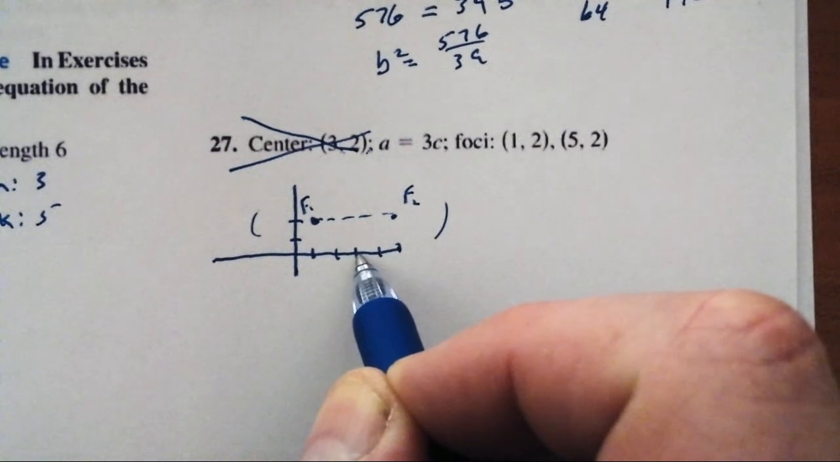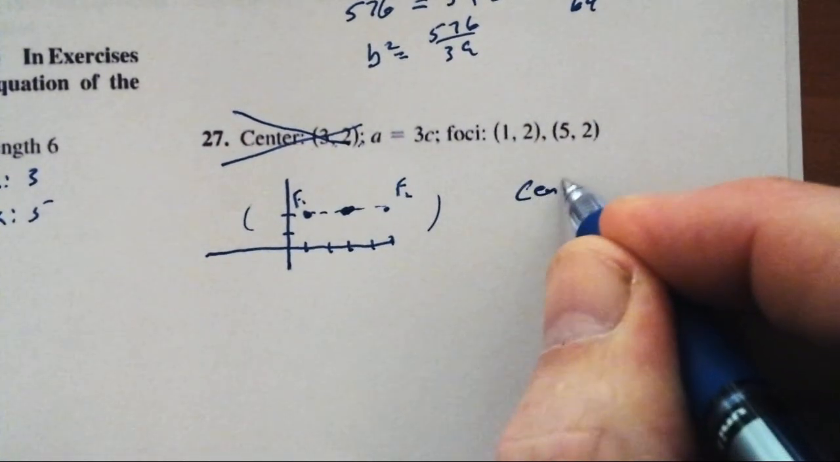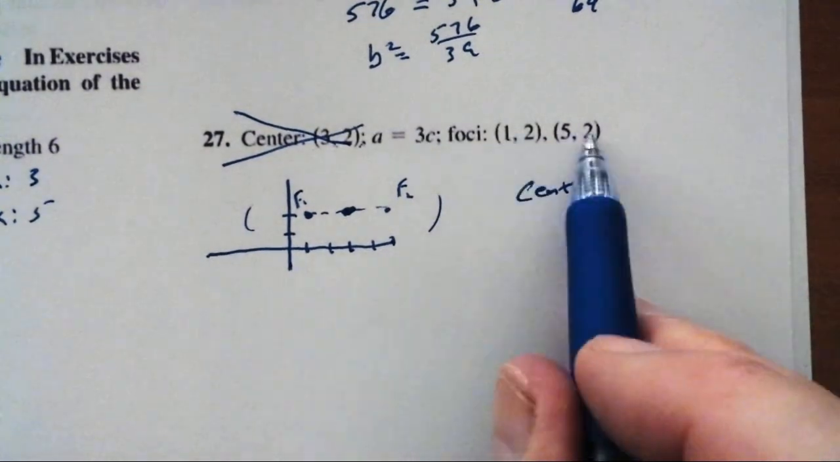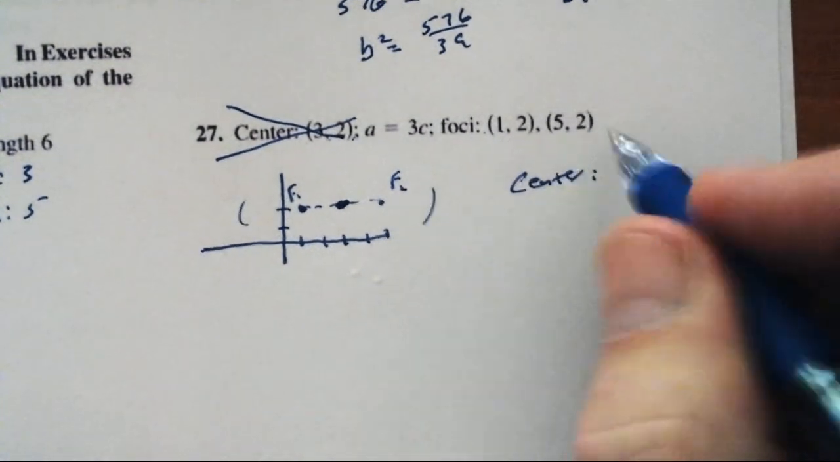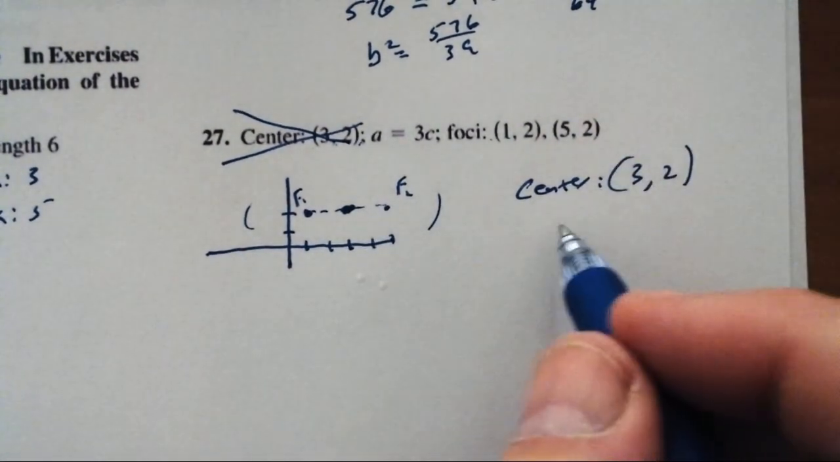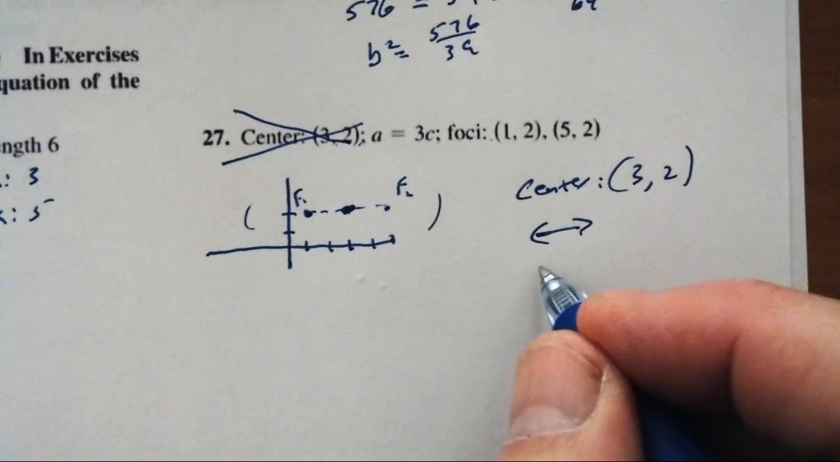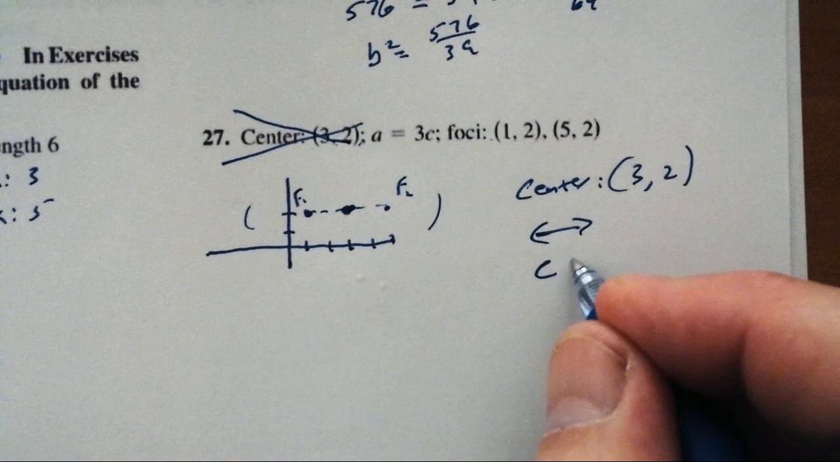But I do know that the center is the midpoint of these. And the midpoint of 1 and 5 is 6 divided by 2, 3. And the midpoint of 2 and 2 is 2. So there's our center. I've learned that this is a wide one. I've learned that C, can't spell focus without C, is 2.